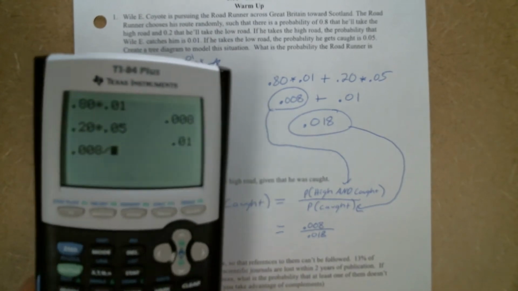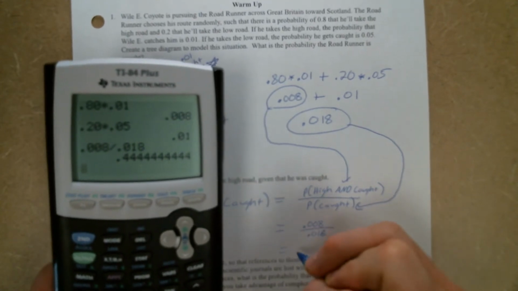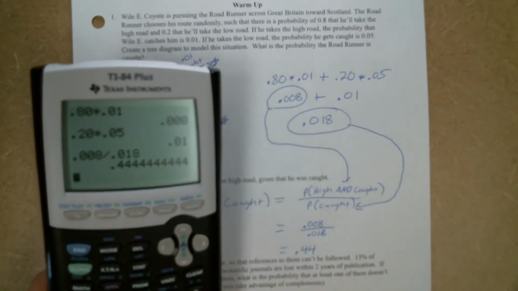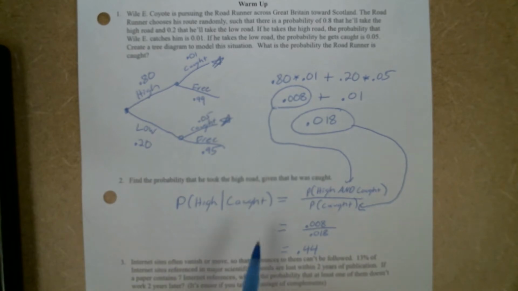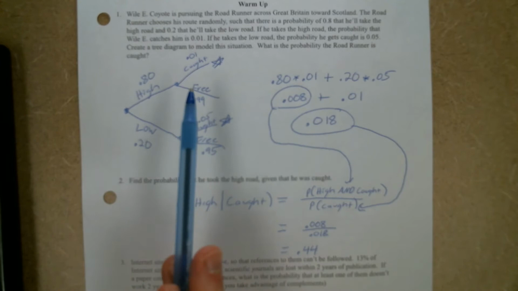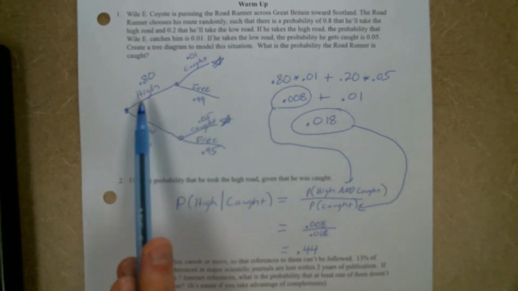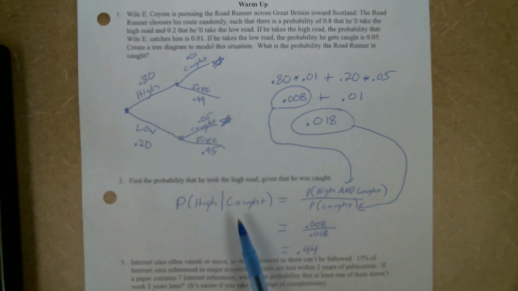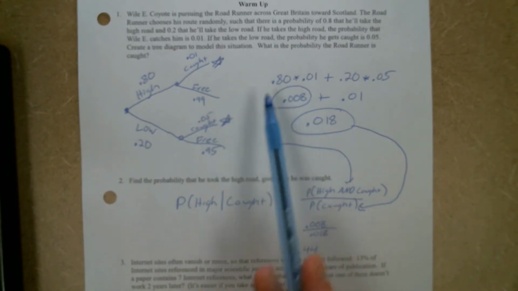0.008 divided by 0.018 works out to be basically 44%. So if he was caught, the probability that he took the high road was 44%. At first that might be a little confusing, like, but wait, there's only a 1% chance here and there's a 5% chance here. But the Roadrunner takes the high road a lot more frequently, so it has a heavier weight because it's being multiplied by this 0.8 here.